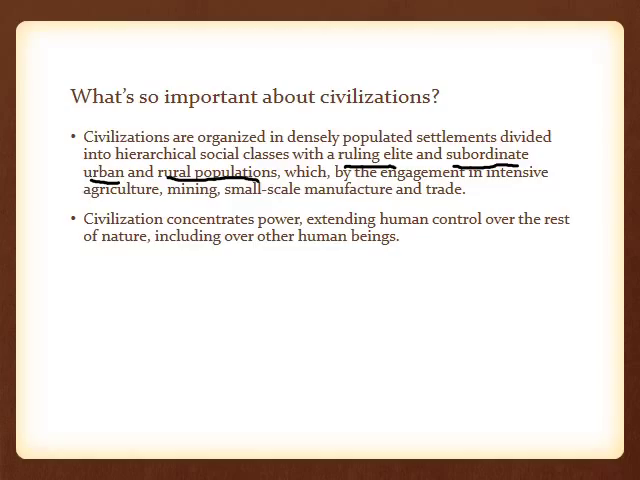And then civilization concentrates power that extends human control over our environment. So humans become an extension of our environment. We start to want to make changes to our environment. If we don't have water going to the crops, we bring the water to the crops. For instance, if we don't have food, we grow our food. We don't just hunt for our food. These are changes that are very important that lead to civilization.